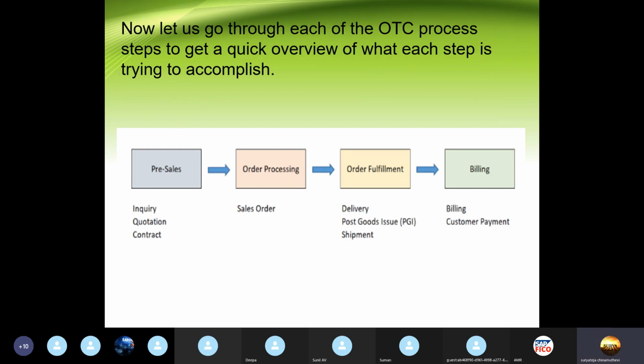Now let us go through each of the OTC process steps to get a quick overview of what each step is trying to accomplish. Pre-sales. In pre-sales process, inquiry, quotation and contract, all the discussion related to this comes under this pre-sales process. Then moving on to the next process, it is order process. In this, sales order will be placed. Next will be order fulfillment. In this process, delivery, post goods issue, shipment will be occurring. And the final process is billing, in which customer pays the business.